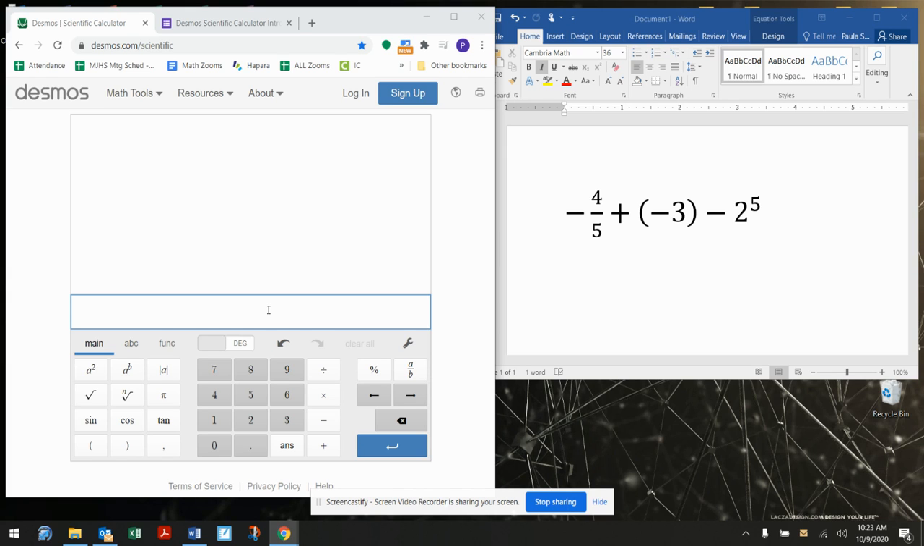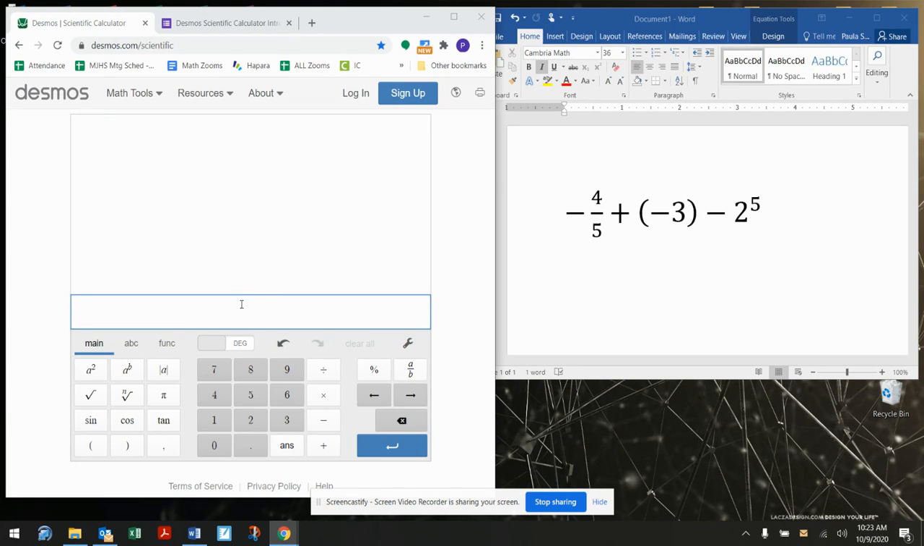So I'm going to use the Desmos scientific calculator to enter in the expression that's written on the right side of my screen and simplify that or evaluate that using the calculator. There's a couple common mistakes that we make when we're entering in an expression on this scientific calculator that I want to make sure we're aware of.